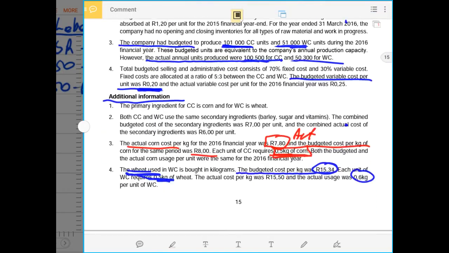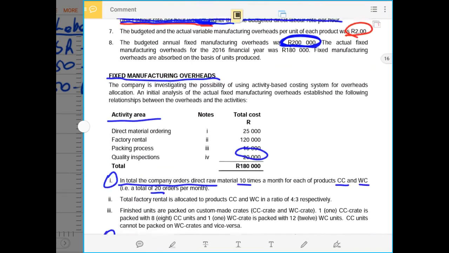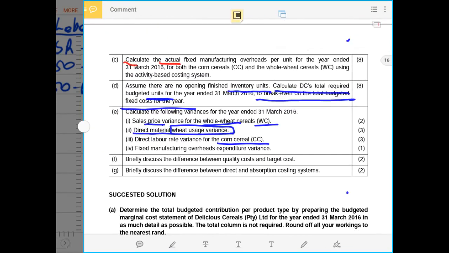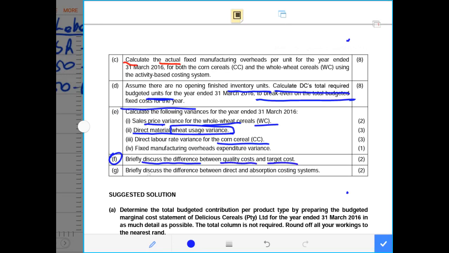So now we go to the last one. I will not do the theory part in the question because you can just read the theory for yourself. I mainly focus on the calculations. So now, under number F, where you have to discuss the difference between quality cost and target cost, and discuss the difference between direct and absorption, you can just go and read that. I'm only going to touch on the last one, which is the fixed manufacturing overheads expenditure variance.